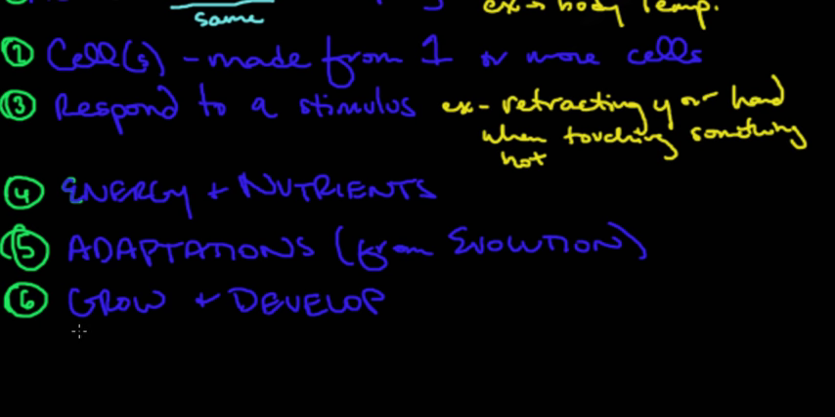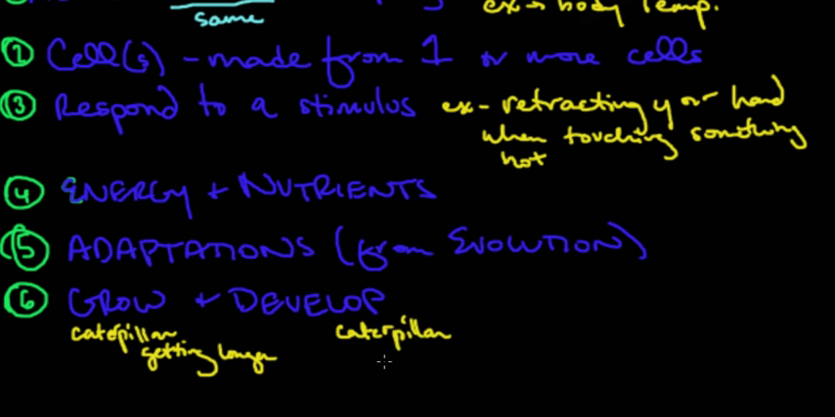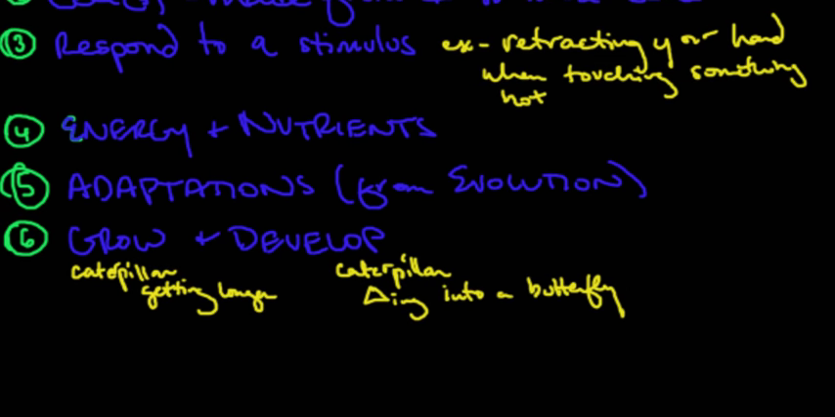Growth is like a caterpillar getting longer, and develop is the caterpillar, you can spell caterpillar, changing, that's delta, changing into a butterfly. That's development. So humans do this as well. As a baby, you get bigger, but that baby will turn into a toddler. That toddler, that's development. The toddler will turn into an older child, and then into a teenager. So there's a key distinction between growing and developing.